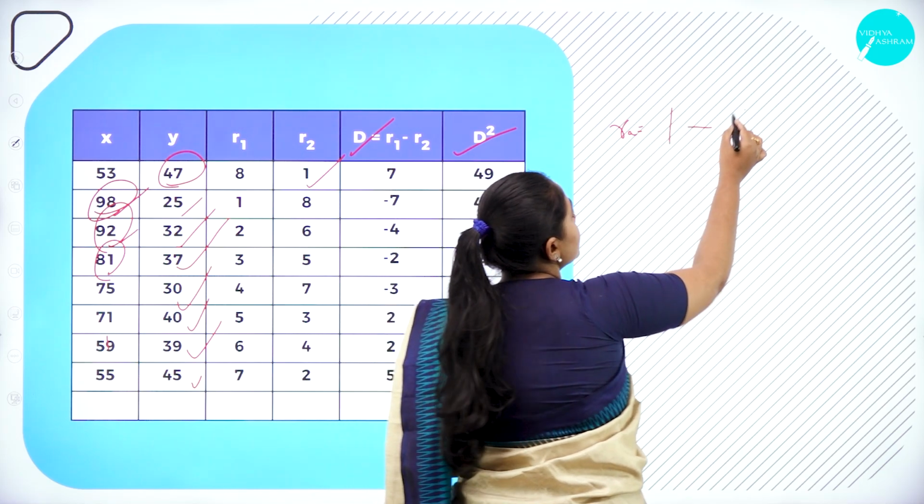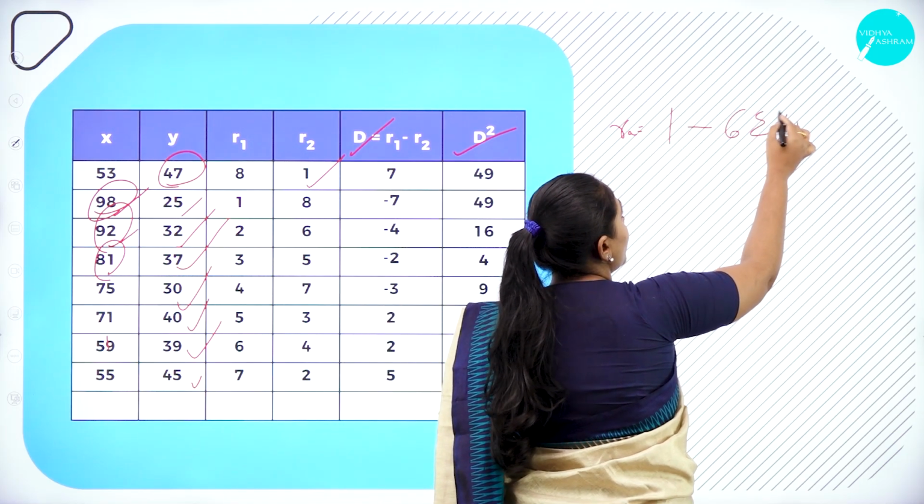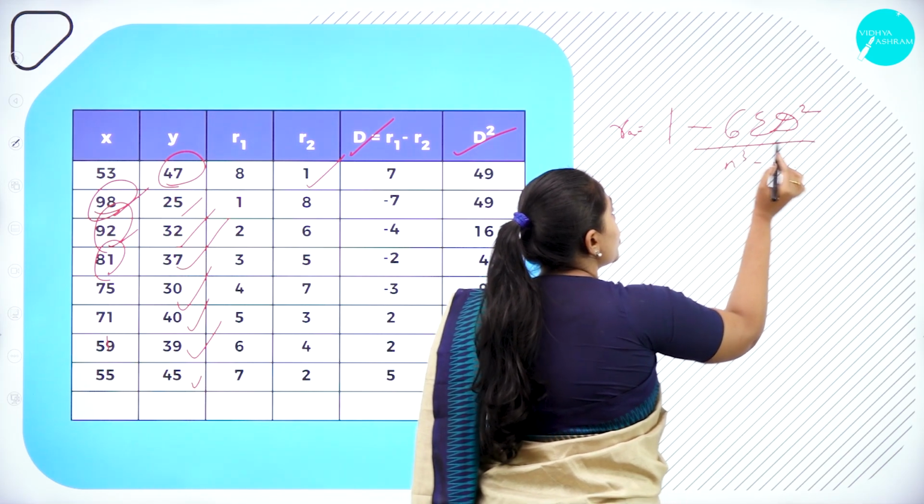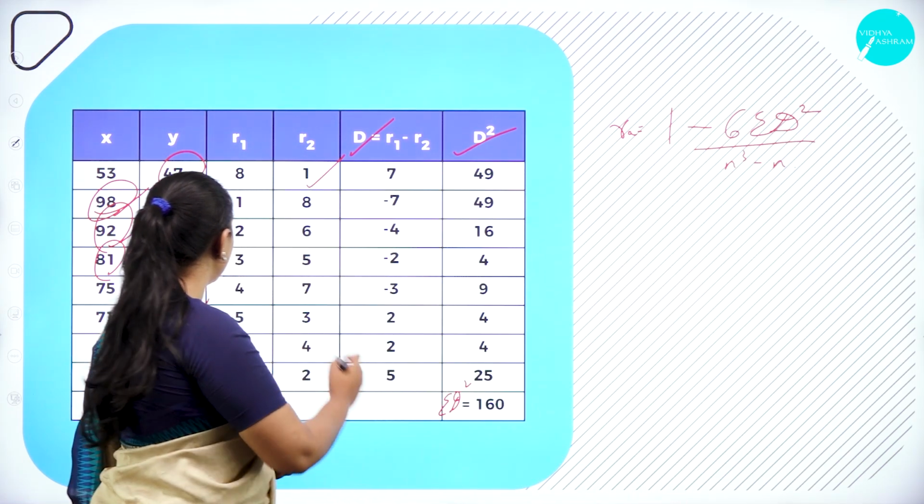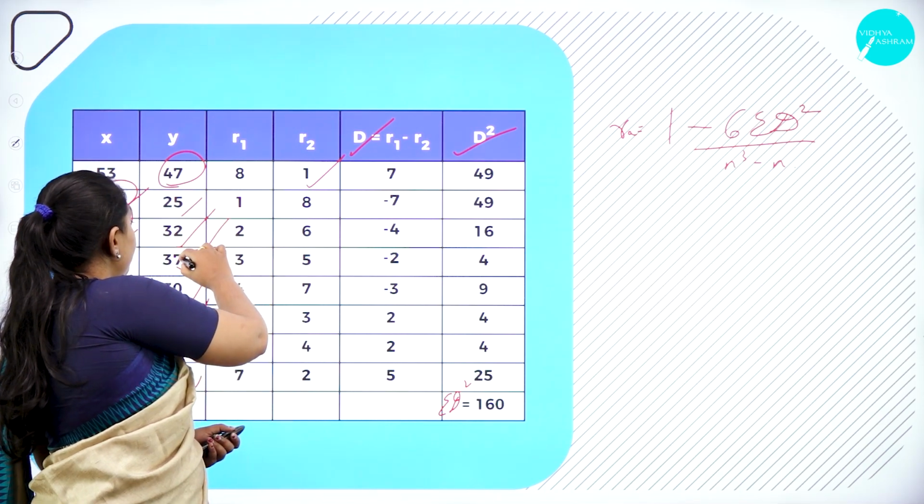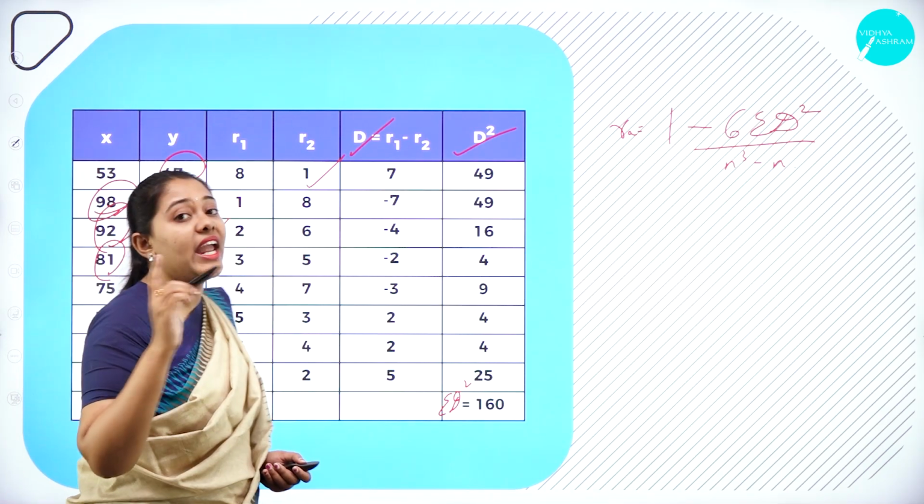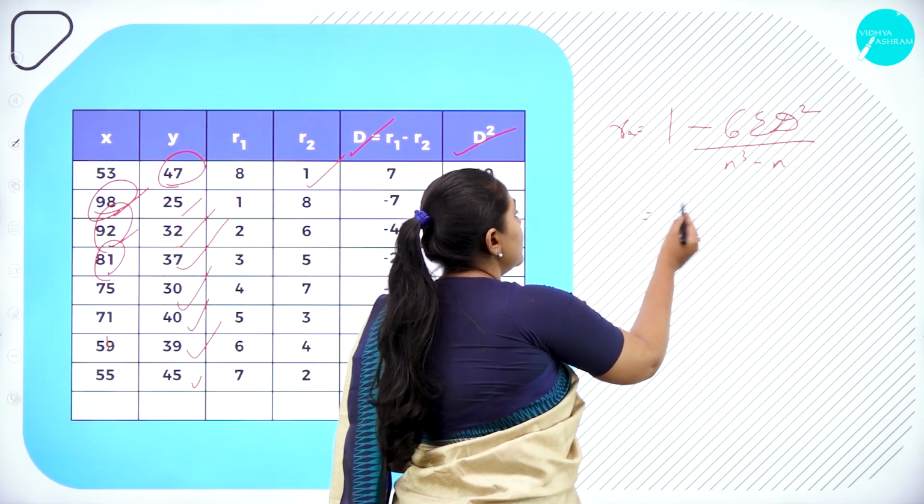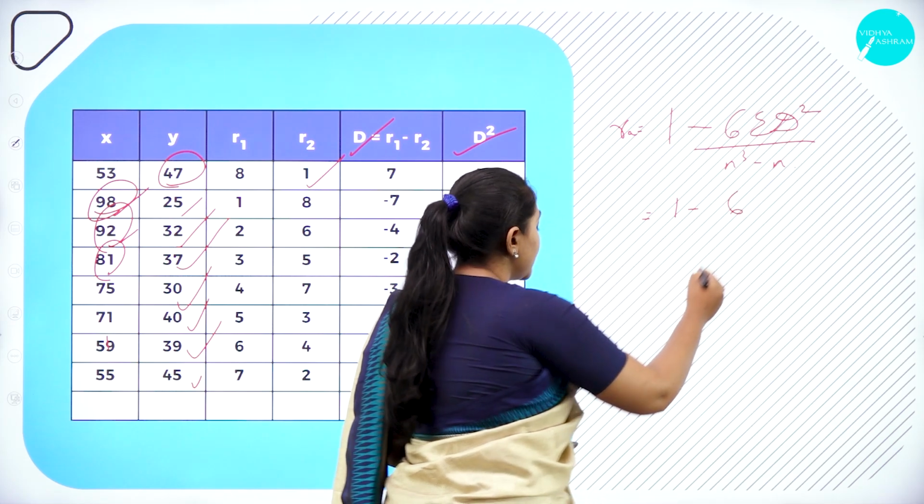1 minus 6 sigma d square divided by n cube minus n. So, what is the number of observations given in the data? 1, 2, 3, 4, 5, 6, 7, 8. So, 8 is the number of observations given in the data. So, 1 minus 6 sigma d square.